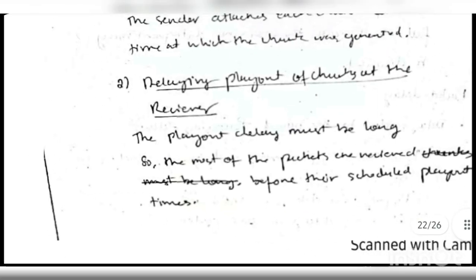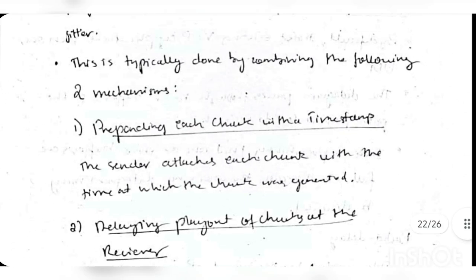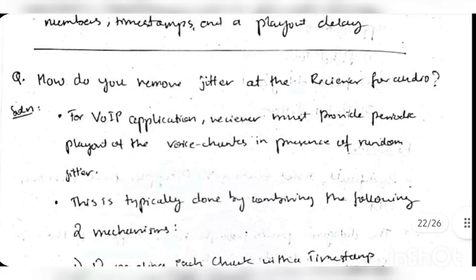The discarding of the chunks will happen in between the sender and the receiver. So this is how the jitter between the sender and receiver is removed at the receiver's audio.